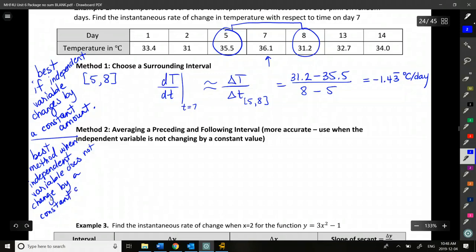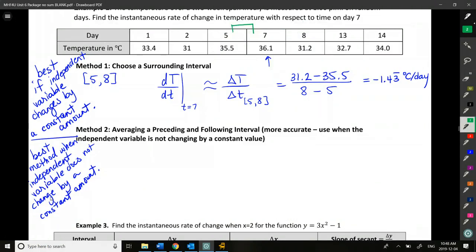So if our data is random and the person didn't diligently check the temperature each day or every 2 days, they were just taking the temperature randomly, here's what we're going to do. We're going to take the interval on the left side of 7, from 5 to 7, and then take the secant slope from 7 to 8, and average those two out in hopes that the data on either side of those intervals averages out to approximately what that tangent would be. So I'm using a little bit more data, this point at 7 days in the middle, to create this.